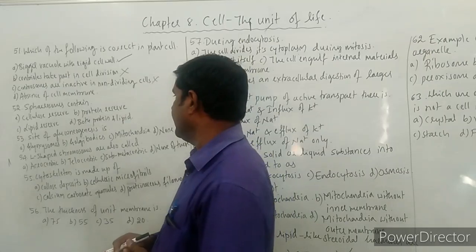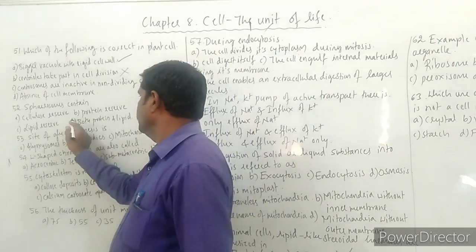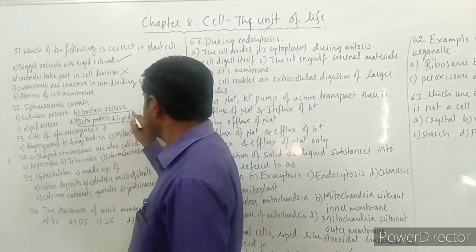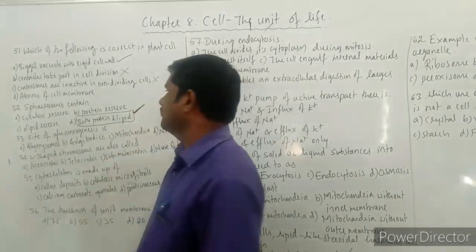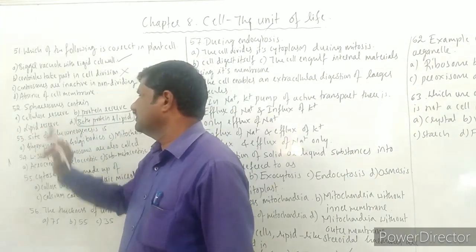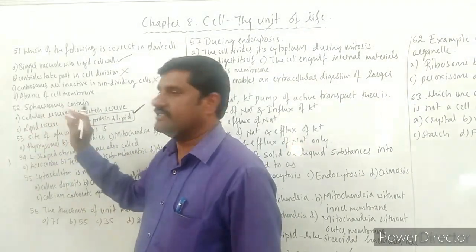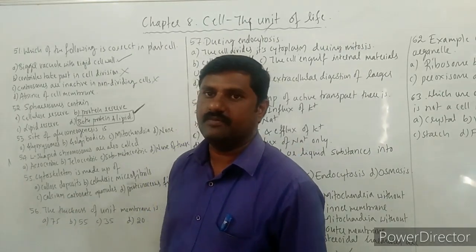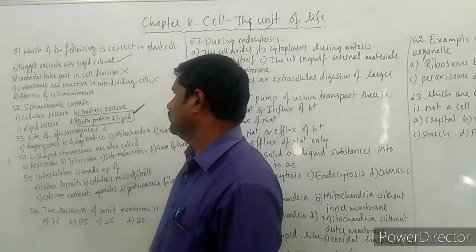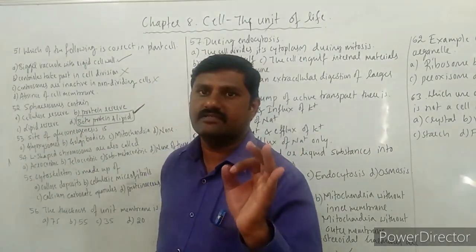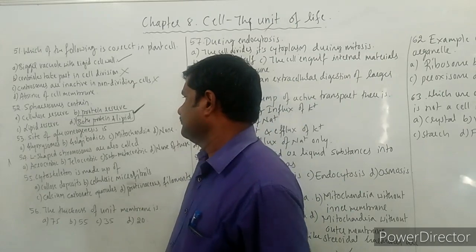So which is the correct answer for this one? Both protein and lipids is the correct answer for this question. He says protein reserve here, and lipid reserve here. Lipid is maximum and protein is minimum, but both are present in the same microbody, that is the spherosome. That's why option D is the correct answer for this question.